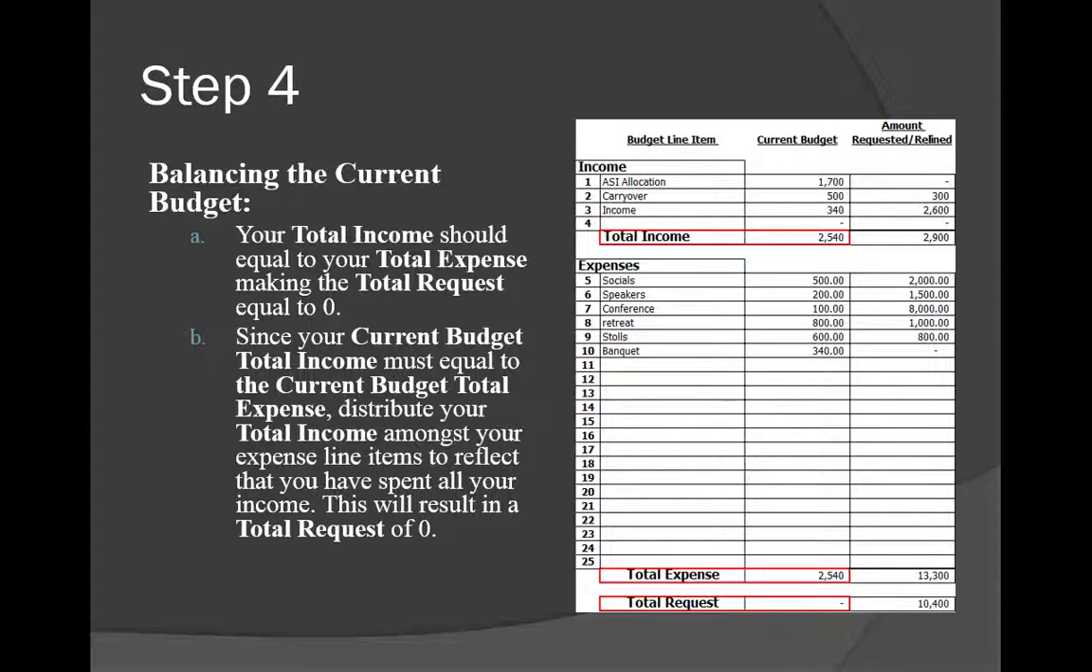Okay, here's where it gets a little tricky and it's very important this lines up. Balancing the current budget. Your total income should equal your total expense, making the total request equal to 0. Since your current budget total income must equal the current budget total expense, distribute your total income amongst your expense line items to reflect that you have spent all your income. This will result in a total request of 0. This is very important. If you were to submit something like this to us, it will be rejected immediately because ASI will not take a budget that is unbalanced from us. So it is important that your total income and your total expense must balance out and equal 0.